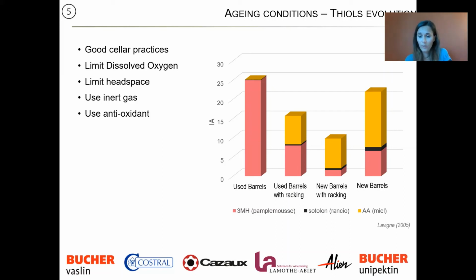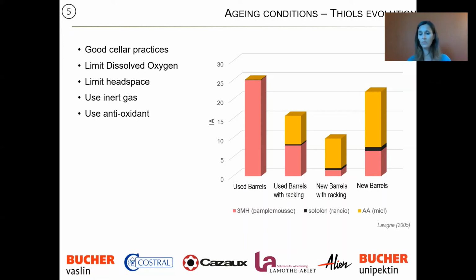I wanted to share a graph that I found interesting, where we compare different aging in different barrels, used barrel or new barrel, and with racking or not. We are looking at the 3-MH in this case, and also the creation of aging or evolution aromas such as rancid and honey, dry flower type. What you can see here is that when you keep the lees, so if you don't rack, that's where you maintain more 3-MH. So the lees have a very good antioxidant protection. It is very interesting to age on fine lees.